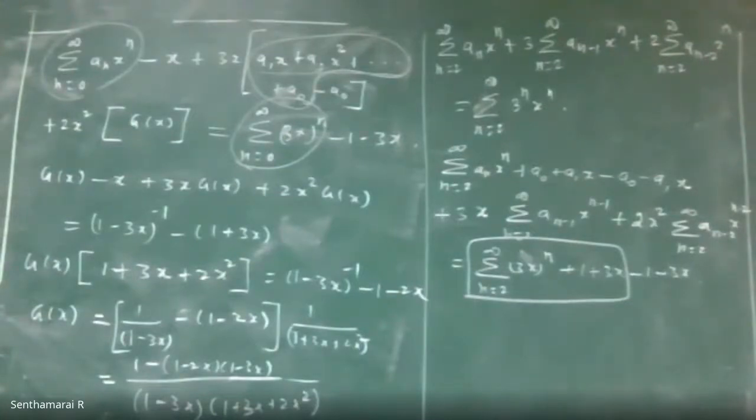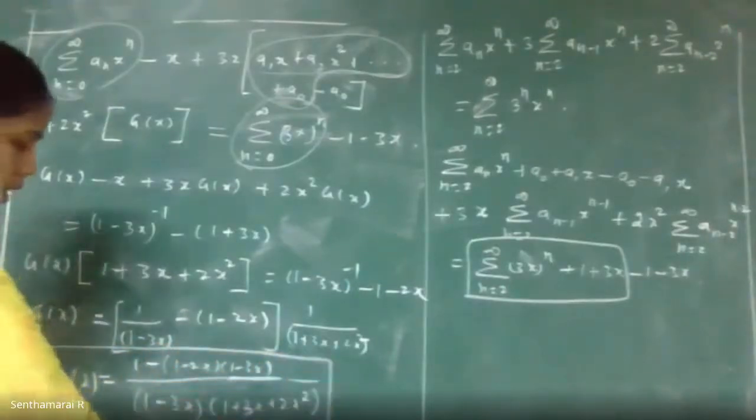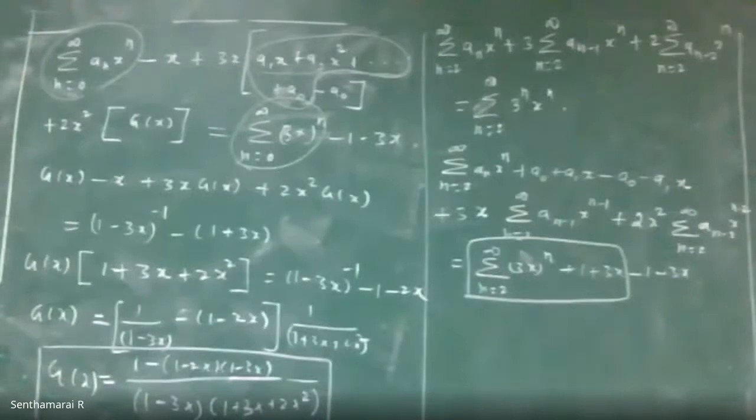Is this clear? Up to g of x. Have you got an idea? Up to g of x, can you find out yourself? Can you find out yourself up to g of x? If you have any doubt in the steps, you can ask me.